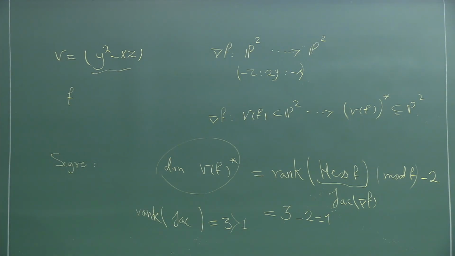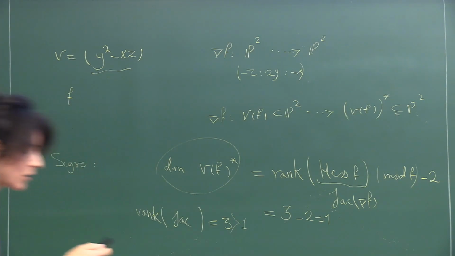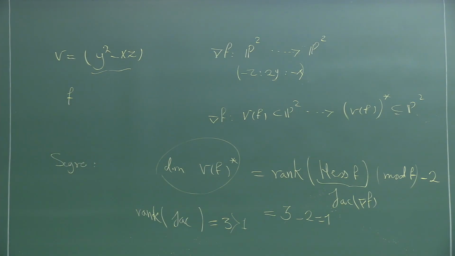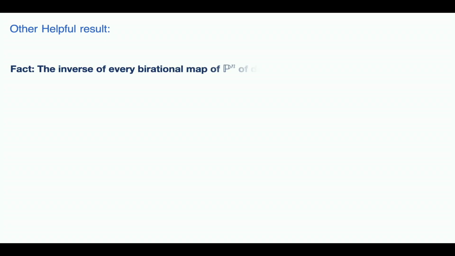So let me continue and talk about another result that was helpful to show. In the general case, when we are working in projective space and we have a rational map, the degree of the inverse of a birational map of Pn is at most d to the power n minus 1.